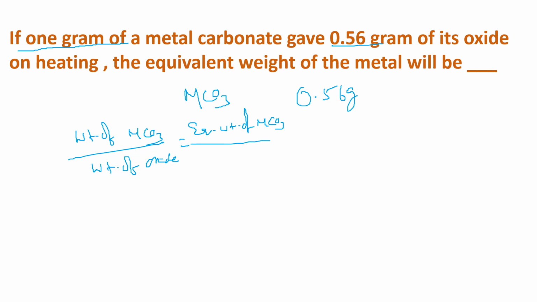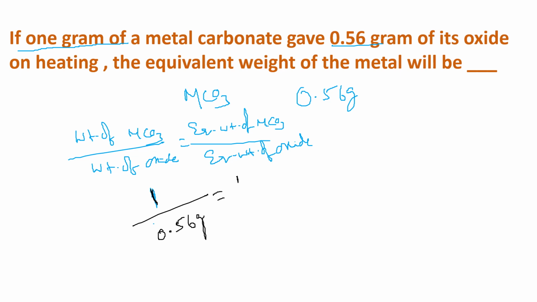How will you calculate? That is the weight of the metal carbonate. It is given, that is 1. What is that? That is 1 divided by the weight of the oxide. It is given, 0.56 grams. That is equal to the equivalent weight of the metal carbonate.